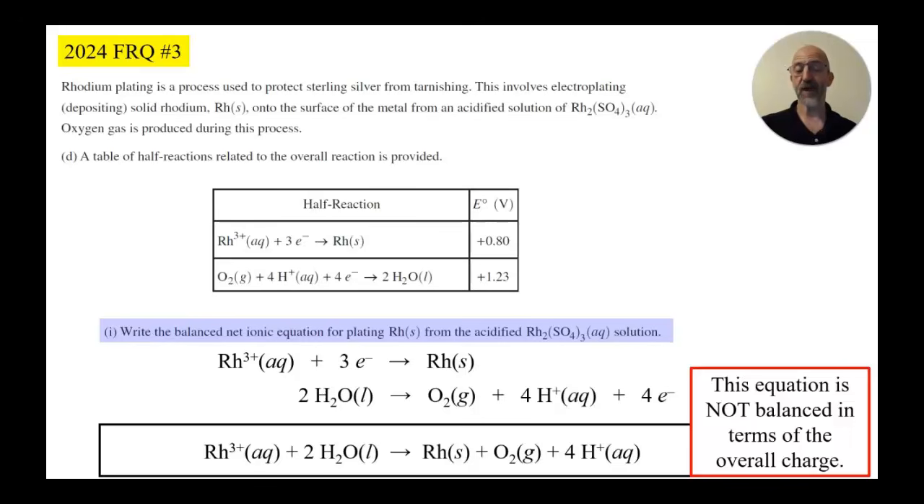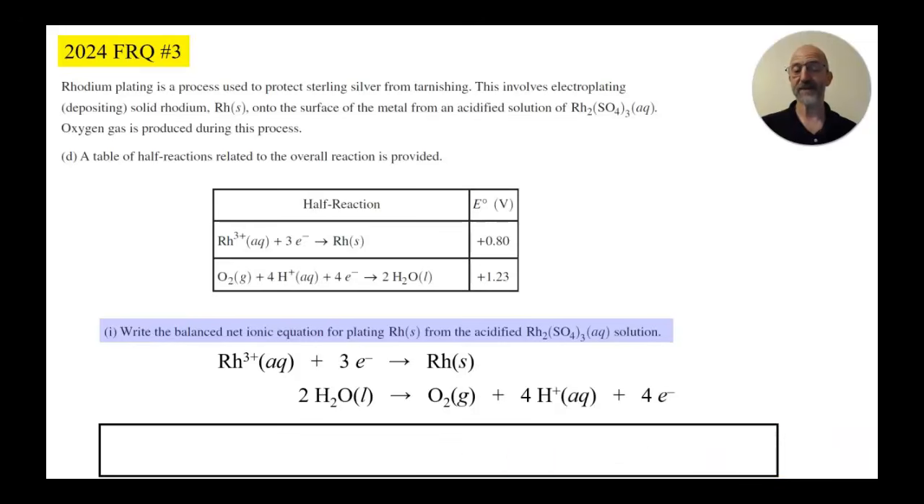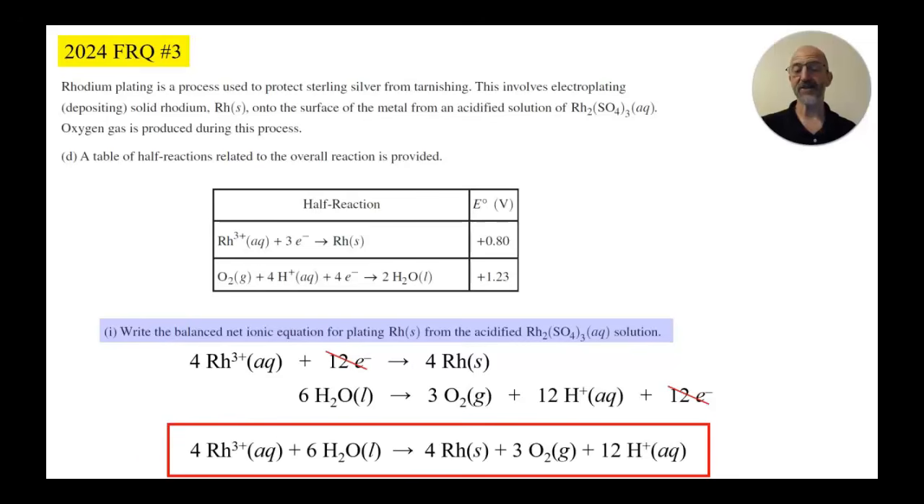I have 4 electrons that are lost in the second half reaction. So I'm going to multiply the first one by 4, the second one by 3. So my coefficients become 4, 12, and 4. And then my coefficients become 6, 3, 12, and 12. Now I can cross off my electrons, and this is the correct answer to this part.